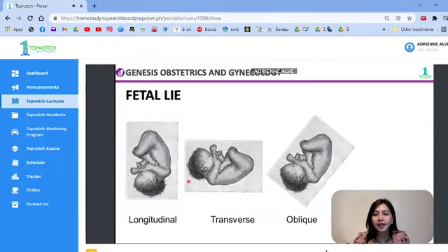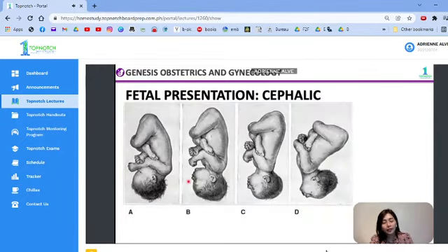Okay? So after the fetal lie, next na kailangan natin malaman is the fetal presentation. So important to, kung papansinin yung diagnosis namin, we say pregnancy uterine, the age of gestation of the patient, the next thing that we mention is the presentation. Then after we see the presentation, we determine if the patient is in labor or not in labor. Okay? So ganun namin sinusulat yung diagnosis.